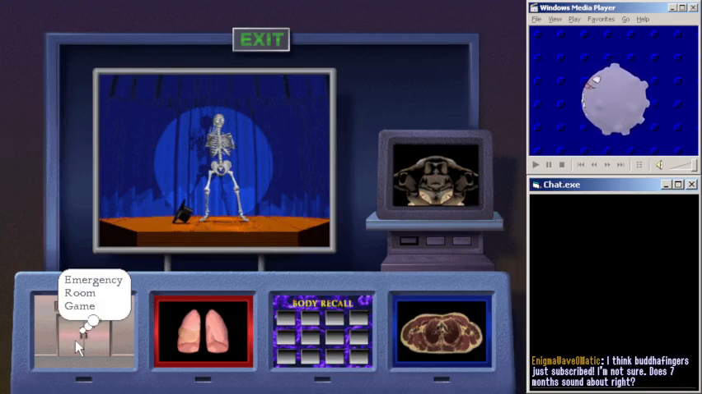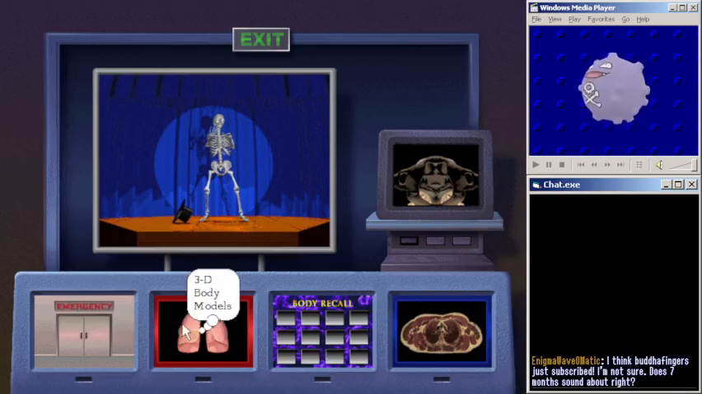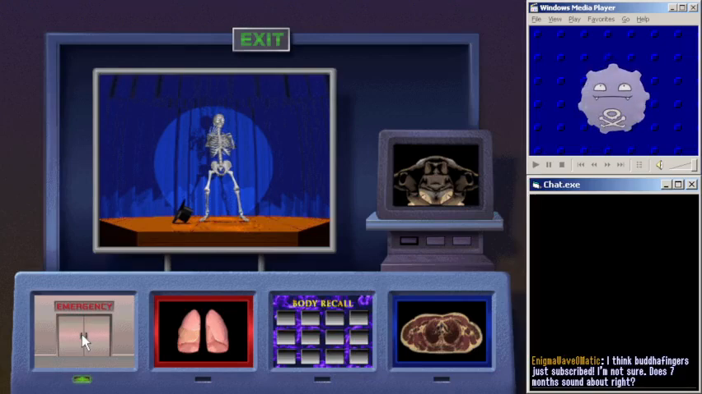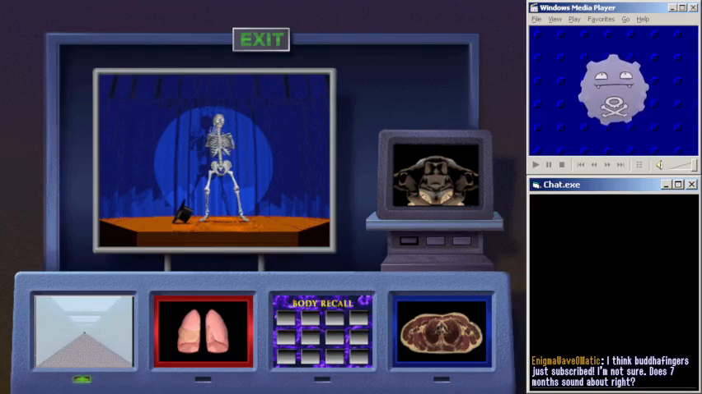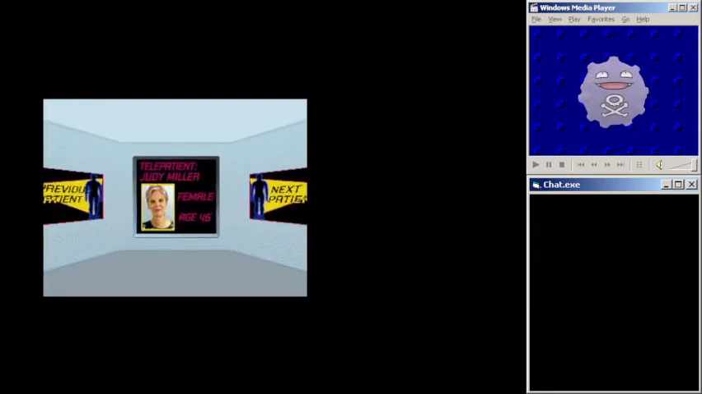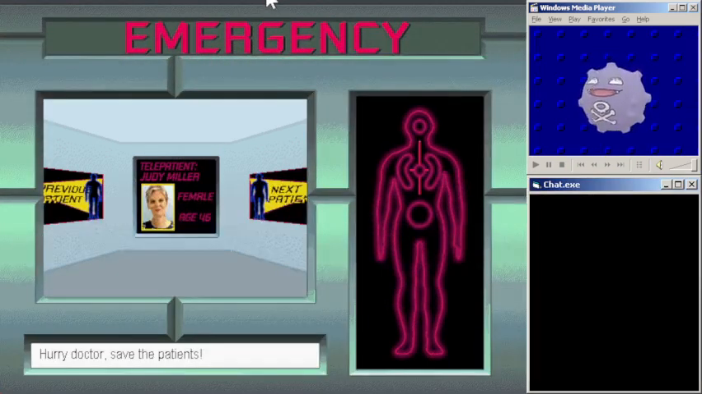Emergency room game. The MS-DOS version of this. There are actually two runners that have runs uploaded for the DOS version. I don't know if there was anything even submitted for the Windows version, though. Save the patient. It's up to you. All right, and here's one of those moments where I have to drag the window off the screen, and just like that, it fixes it when I bring it back up again.